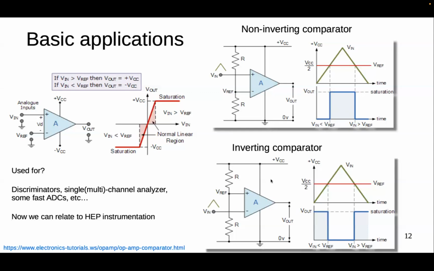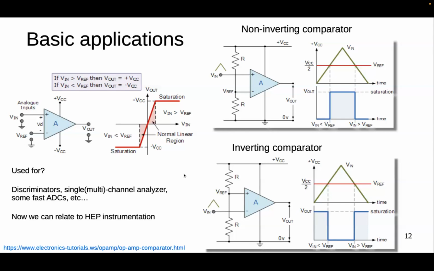For the inverting comparator it is very similar, but the reference voltage goes to the non-inverted input, and the signal input is in the inverted input, and the voltage output looks like this. When it's lower than the reference voltage, we have the maximum voltage, VCC, and when it's over, we have 0 voltage, which is basically ground.